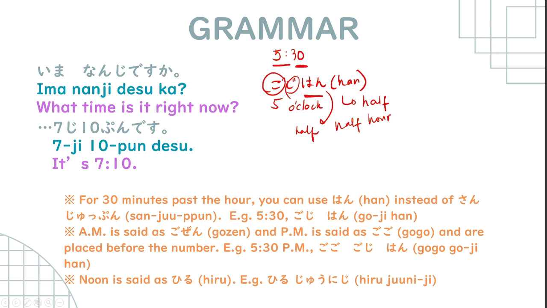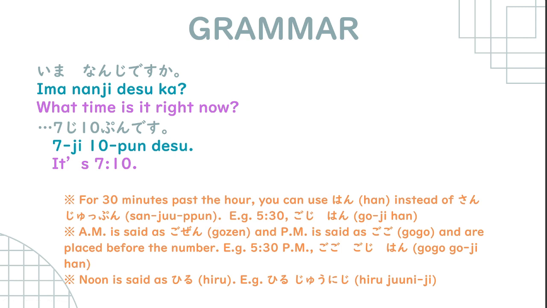Alright? Okay, so we say 5時半, for example. Right now, let's say it is 10:30. You say 10時半. So han is for 30 minutes past the hour.